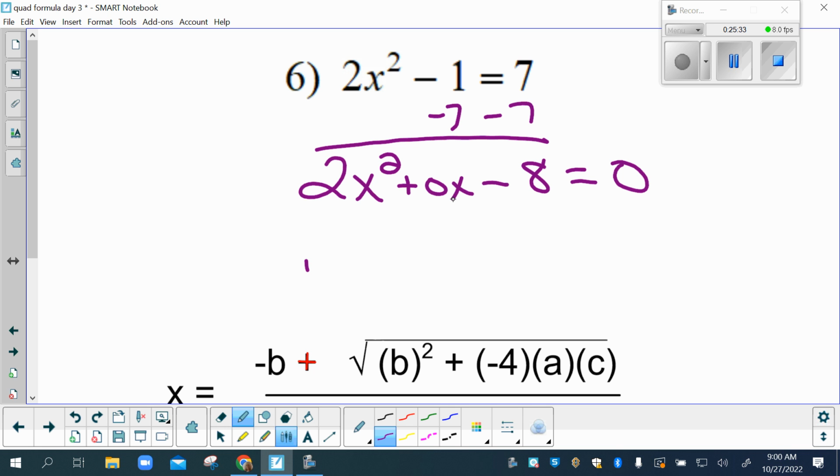So if you are one of my crazy fans who only wants to do quadratic formula, you can. If it doesn't have an x guy, put a 0. So A is 2, B is 0, C is negative 8. Would I do it that way? No. But can you? Yes.